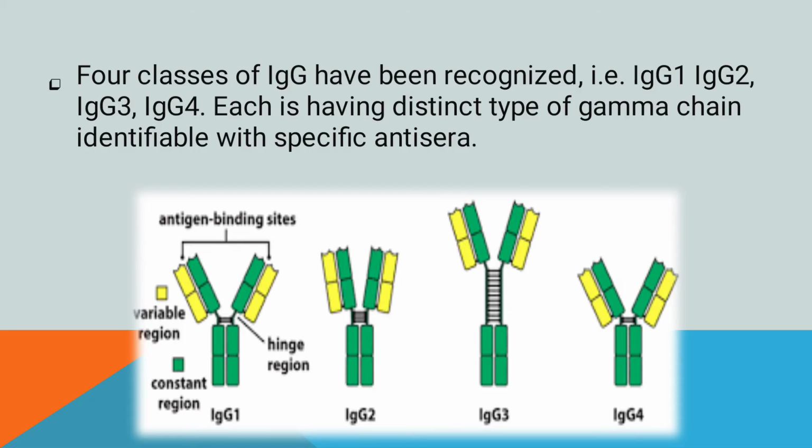Next, coming to the classes of IgG. There are 4 classes of IgG recognized, that is IgG1, IgG2, IgG3, IgG4. Each has a distinct type of gamma chain, as you can see in the figure, which are identifiable with specific anti-serum. So there are four subclasses of IgG.